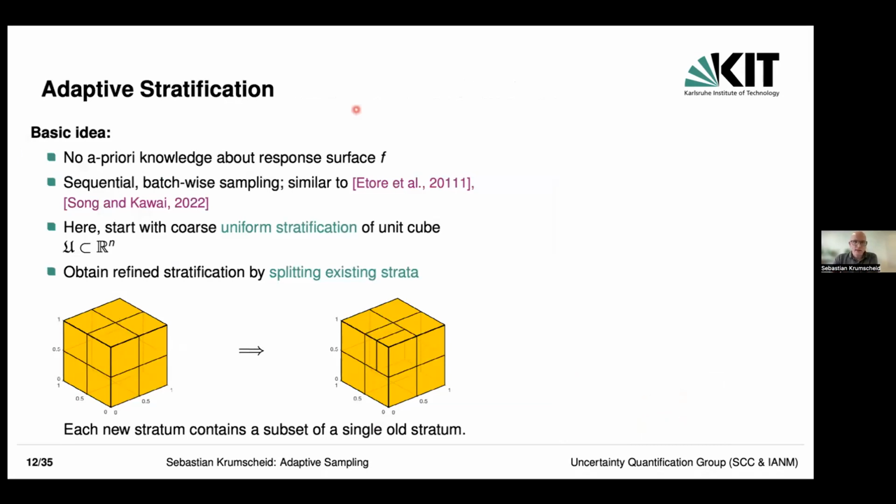Okay, so again, I repeat myself here. We don't make any particular assumptions on f, other than we can evaluate it pointwise. And the idea to achieve adaptivity, and that's not new, that's actually quite common in sampling procedures for discontinuous problems, is to do this batch-wise. So capital N is our total budget.